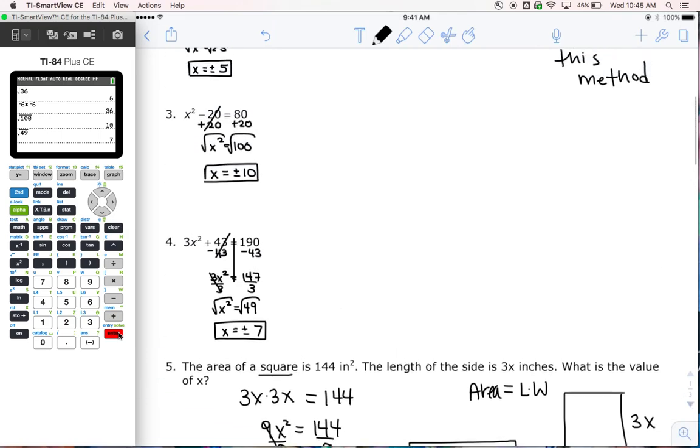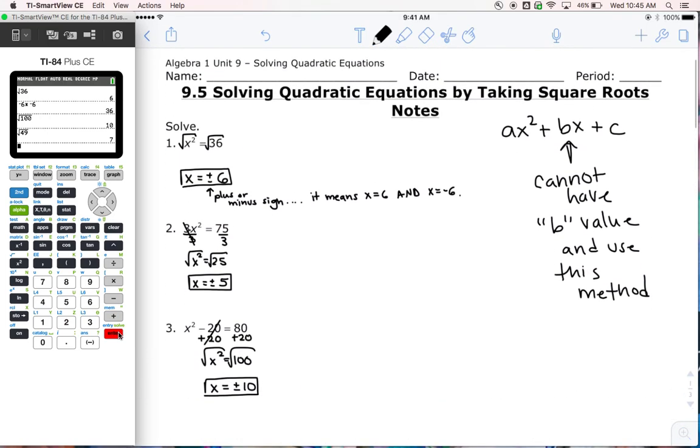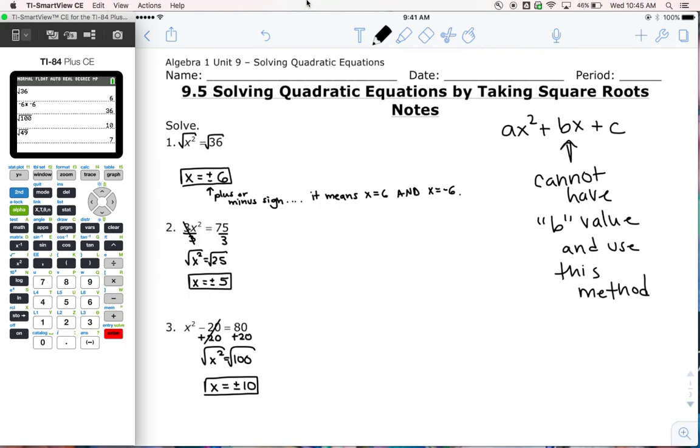Again, do not forget your plus minus signs. And remember, your calculator can do square roots for you. This is a great method when you just have the x squared and the constants.